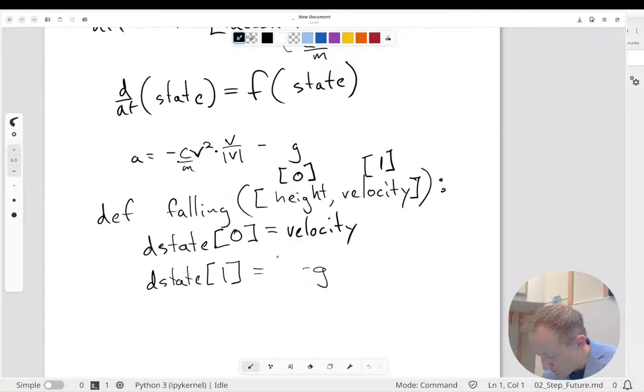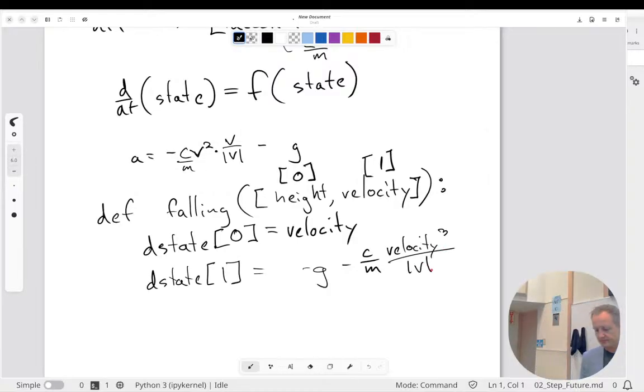And then this next one, we already said that negative g is going to be in there, but we also have a negative c over m, velocity squared, or we could do velocity cubed over v, just to get the direction in there. And again, this is a general concept with a little bit of Python. I'm using Python indexing, but not doing formal coding, just the concept of what we're trying to do.